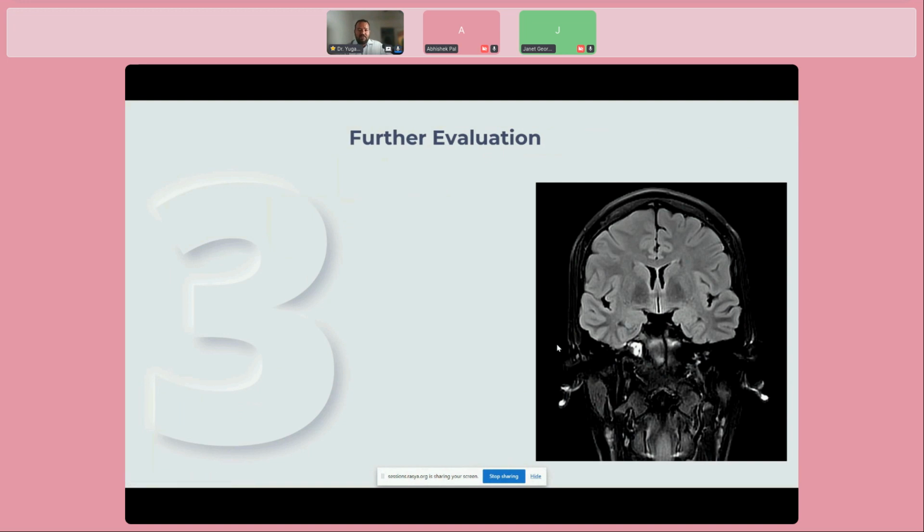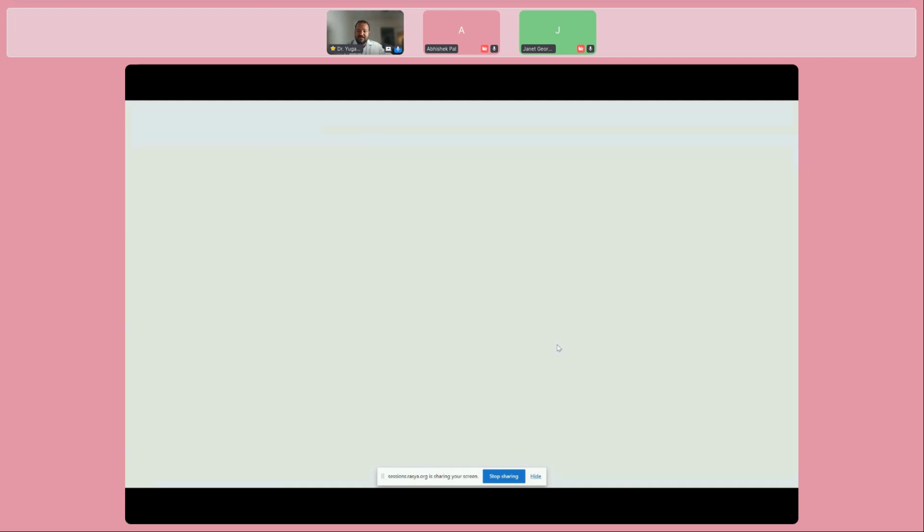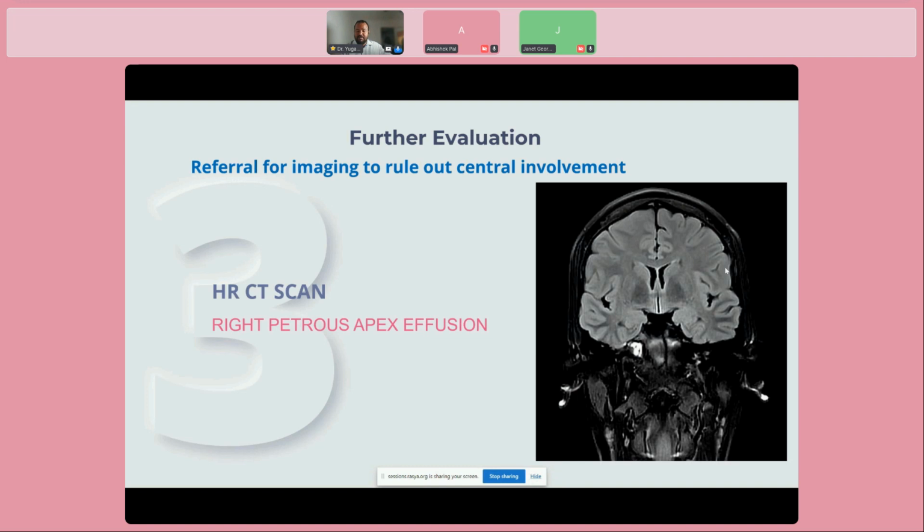So further evaluation, what did we do? We sent this patient to rule out any other central involvement because of conflicting information. So we sent for an HRCT, and it came out that this patient has a right petrous apex effusion. So what does it mean? Basically, there is a fluid buildup near the cochlear region between the cochlea and the brain.